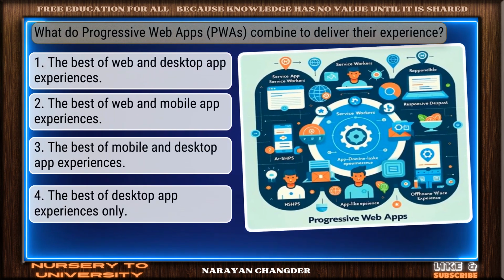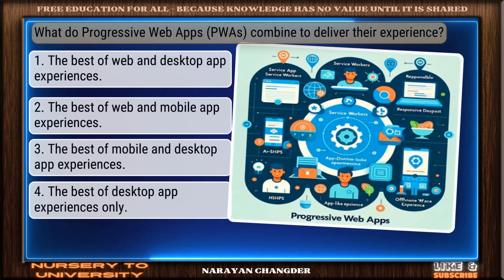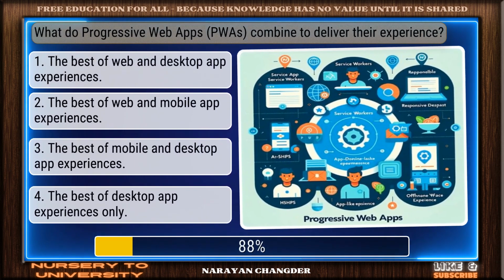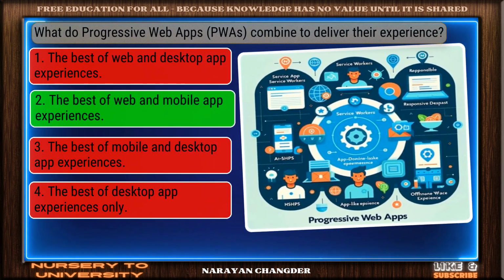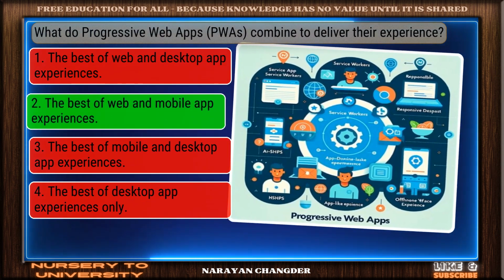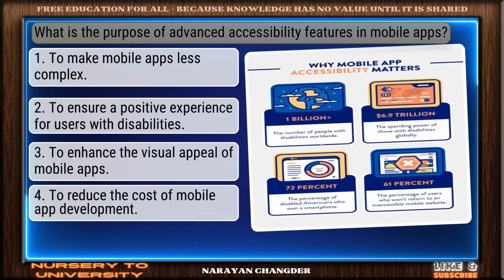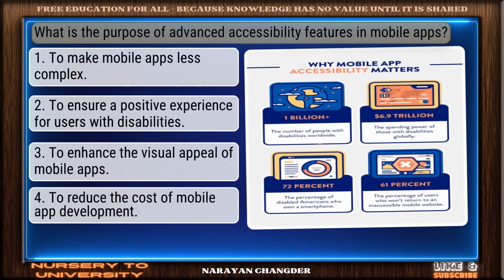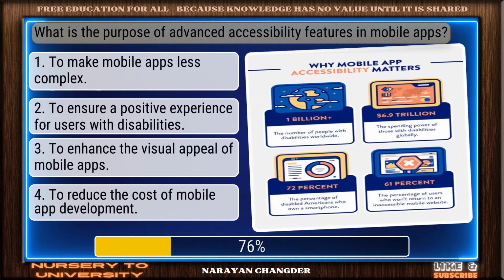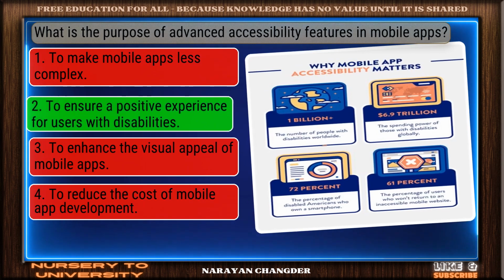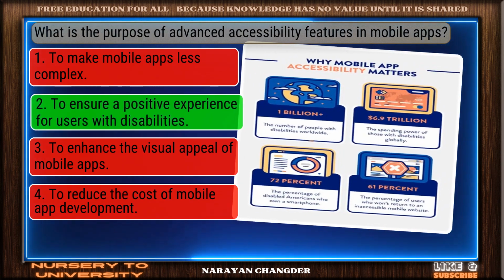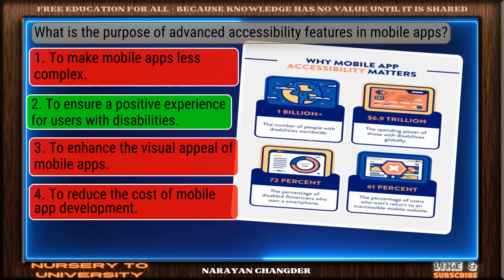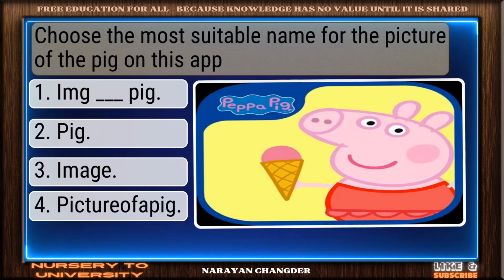Question number 30. What do progressive web apps combine to deliver their experience? Excellent choice. The best of web and mobile app experiences is the right answer. Question number 31. What is the purpose of advanced accessibility features in mobile apps? Clear logic. Your choice, to ensure a positive experience for users with disabilities, is sound and 100% true.